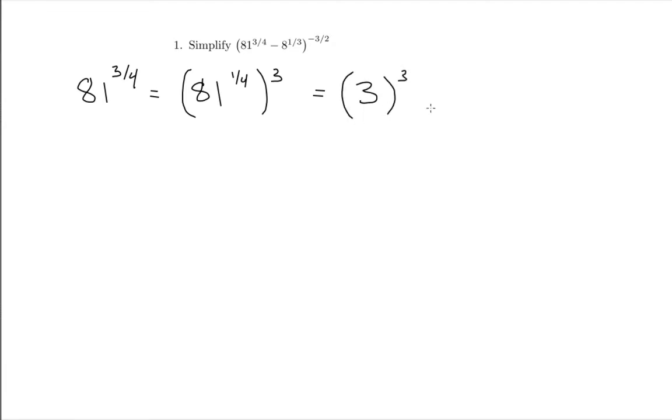Now we still have this exponent here, so 3 to the power of 3. 3 times 3 times 3 is 27. So this 81 to the 3/4 is simplified as 27.